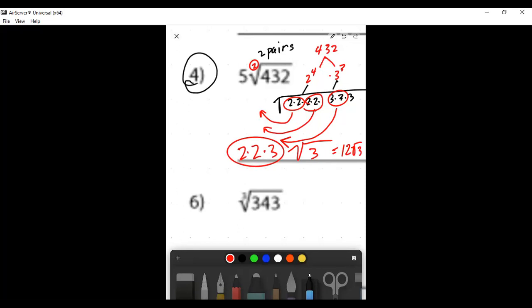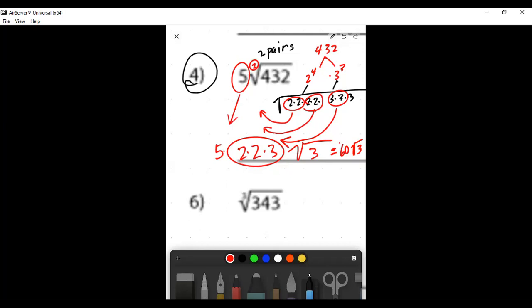I'm sorry. Almost messed up. Remember, we already had a 5 out here. So don't forget that 5. So that's going to be 5 times 4 times 3. So that's going to be 20. So it's going to be 60 times the square root of 3. I almost forgot about that 5. But since that 5 is already outside the house, whatever pairs we find, we just multiply times that, and then that'll be our simplified version.